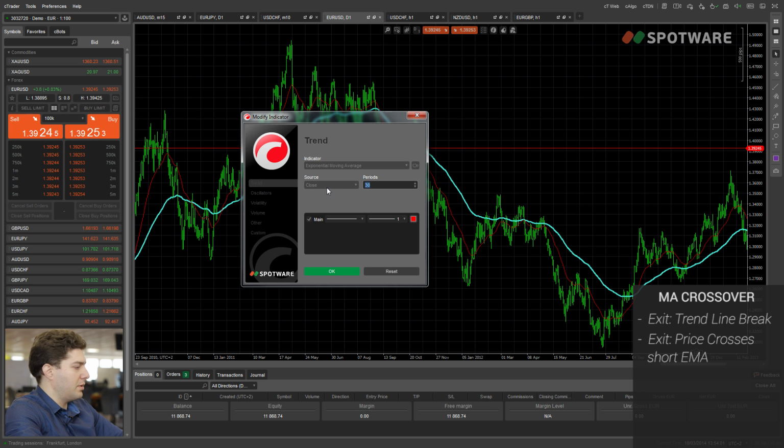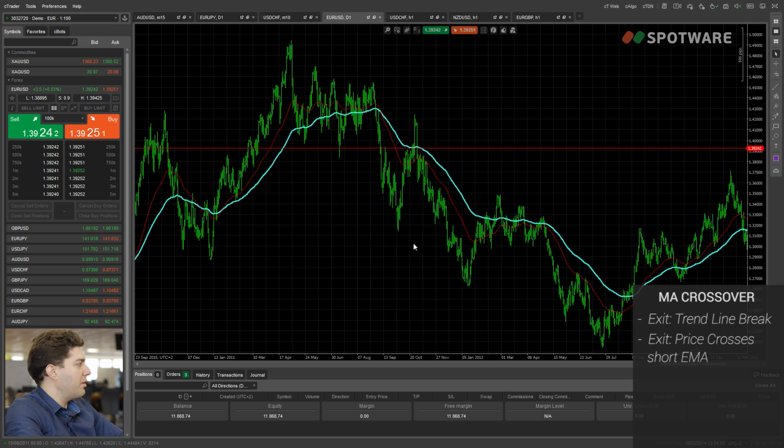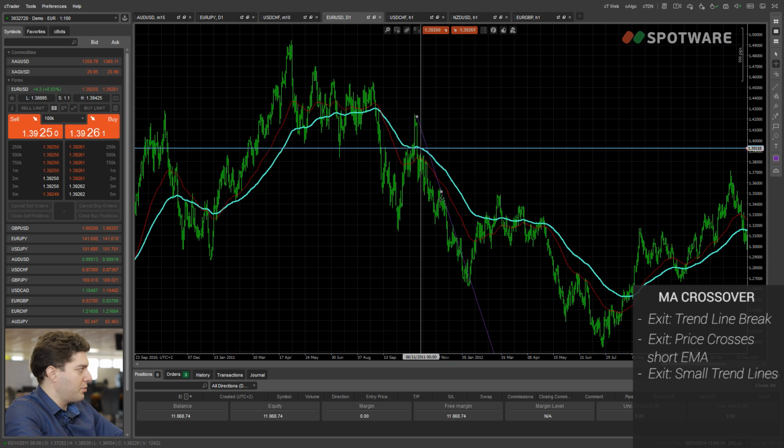let's make this now 50. The same thing you can do with small trend lines. So I've shown you in another video about trend lines. You can draw small trend lines inside the trend and exit when these are broken. So let me color it in a better color for you to see.